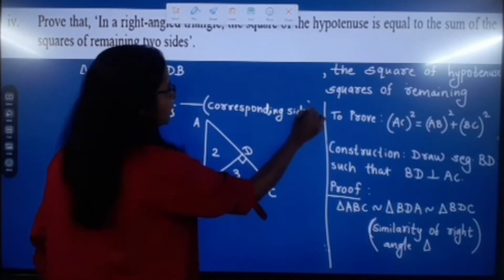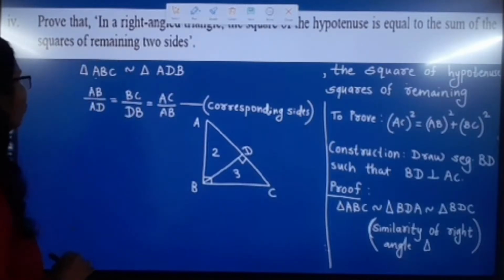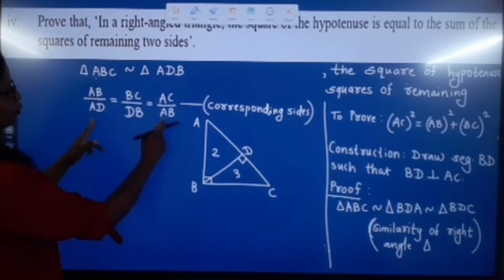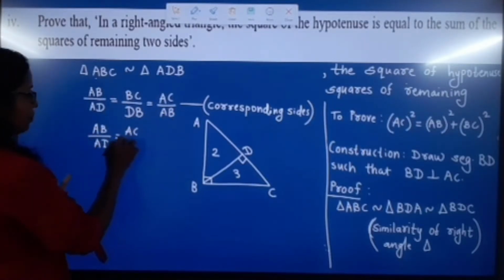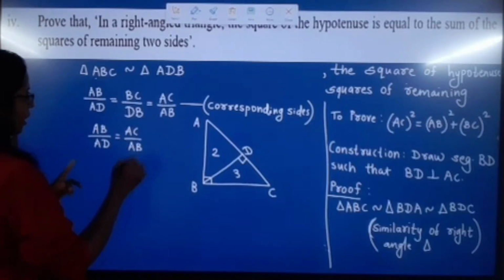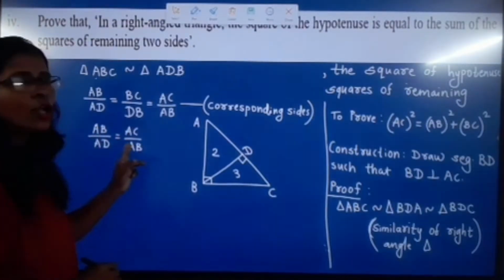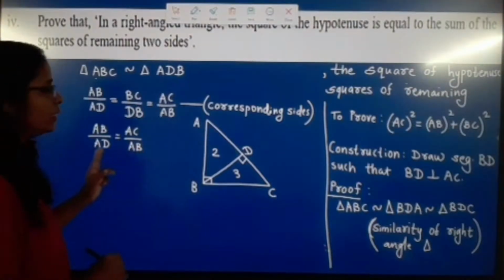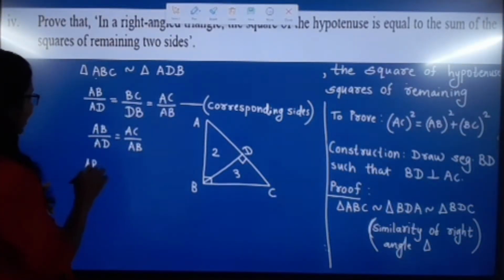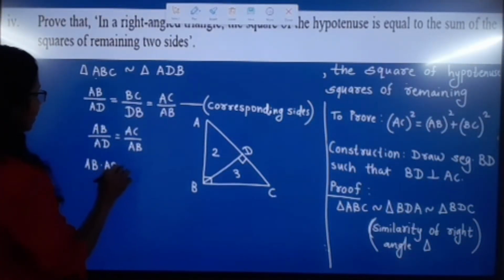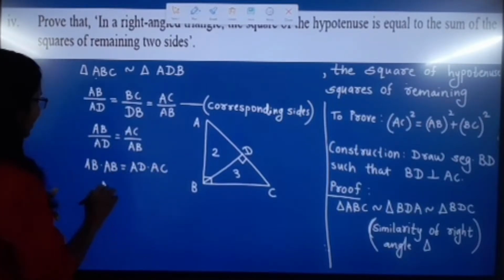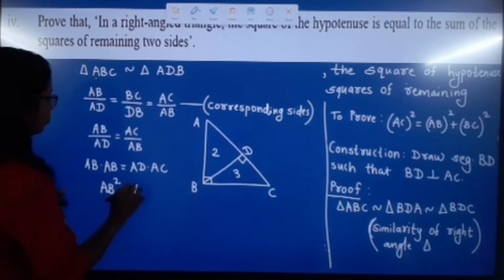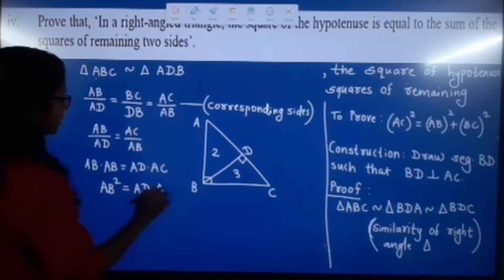Corresponding sides. Okay, so here students we choose only this ratio, AB upon AD is equal to the last one, that is AC upon AB. Why do we choose this? Because after cross multiplication we get the square of AB. So AB multiply AB is equal to AD multiply AC. So AB square is equal to AD multiply AC.